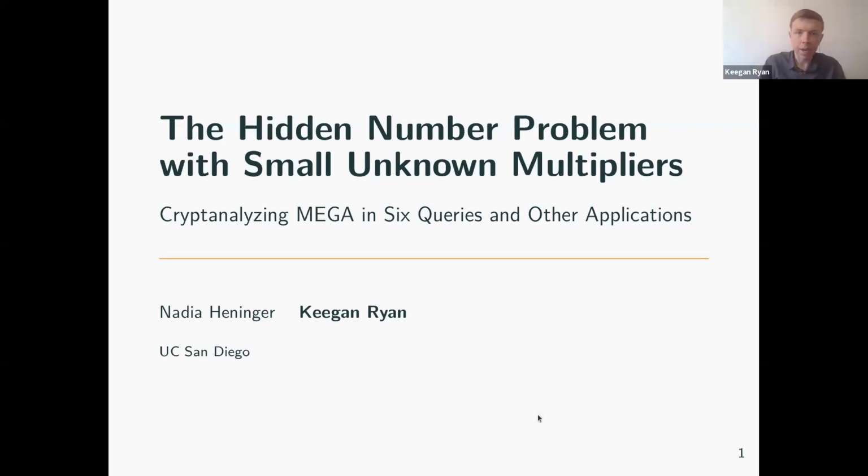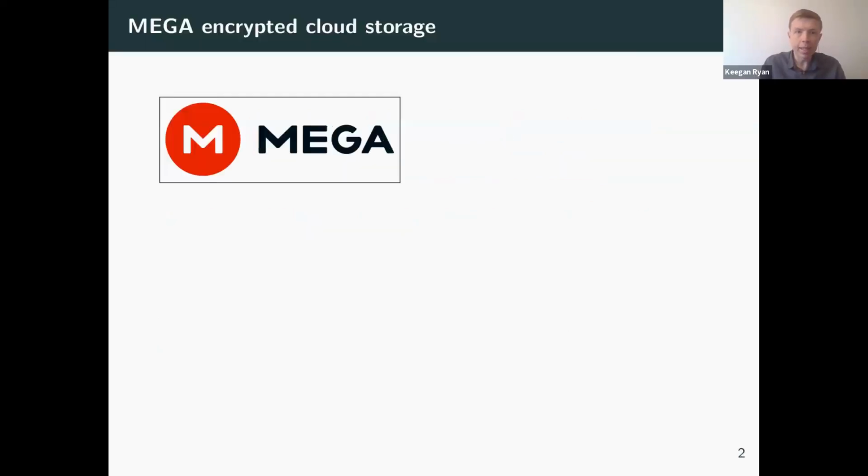All right, so yes, I'm Keegan Ryan, and I'm presenting the hidden number problem with small unknown multipliers, cryptanalyzing Mega in 6 queries and other applications. So to begin this talk, I'll mention a little bit about what Mega is. Mega is an encrypted cloud storage company. They're cloud storage, so that means you can upload files to their service under your account. But the fact that they're encrypted is because they care about user privacy. So even they themselves should not be able to see the plain text of the files that you upload.